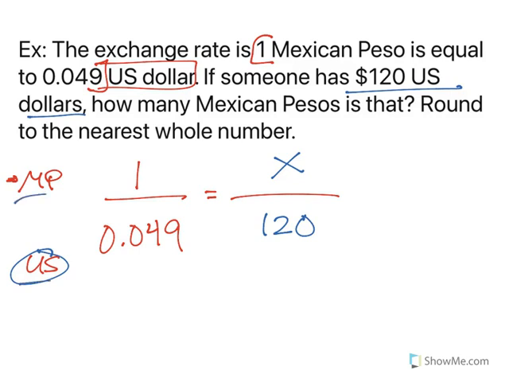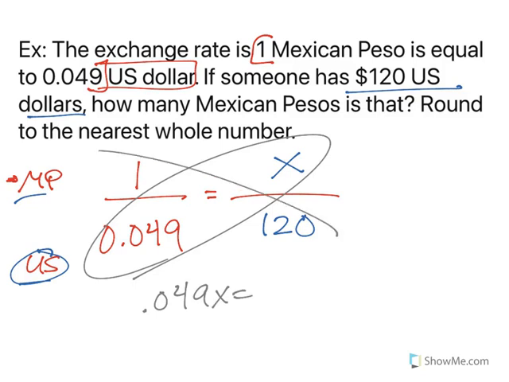So I like to put labels: Mexican pesos on top, US dollars on the bottom, so that I have a visual letting me know where to put the appropriate values. And now to solve this, I cross multiply. 0.049x equals 120 times 1, which is 120.